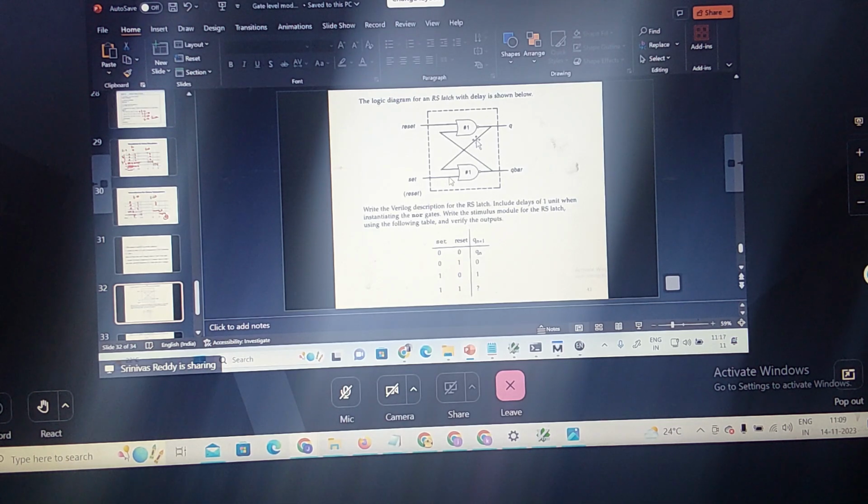So rise delay means whenever your signal changes from 0 to 1, or x to 1, or z to 1. Fall delay means 1 to 0, x to 0, or z to 0. Turn off, you know that: 1, 0, x to z. Okay, this is the delay specified for this.